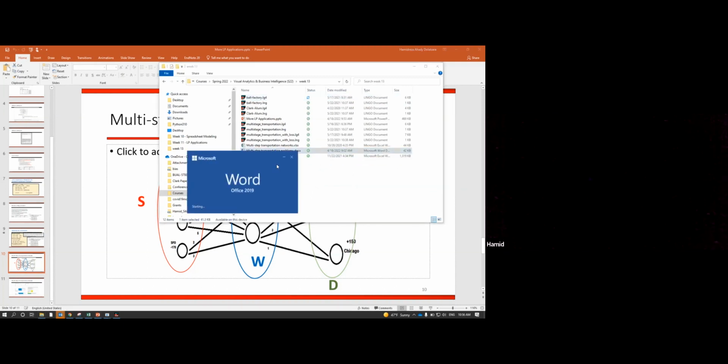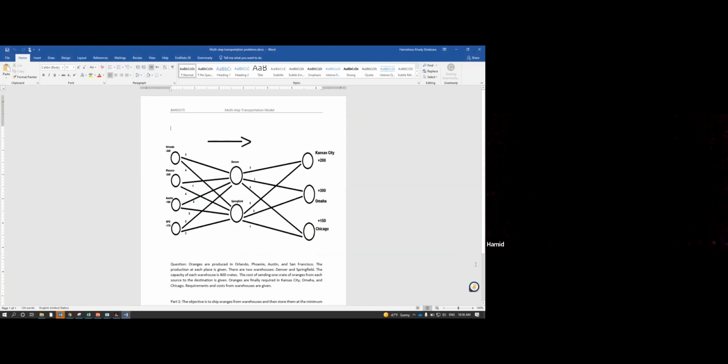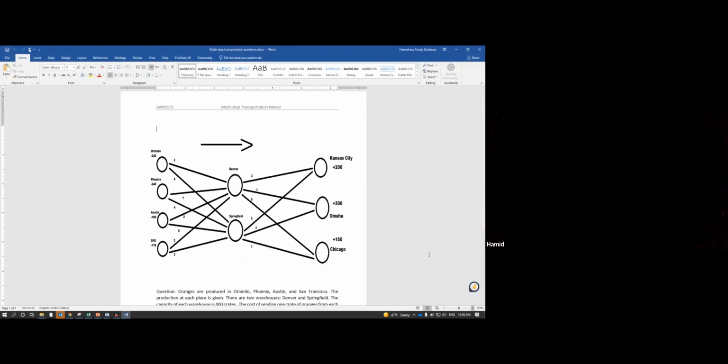Okay, let me open the Word document. So here we have basically 9 cities, 4 of them are Orlando, Phoenix, Austin, and San Francisco. You produce oranges. You send them to a store in Springfield and Denver, and then distribute to Kansas, Omaha, and Chicago.